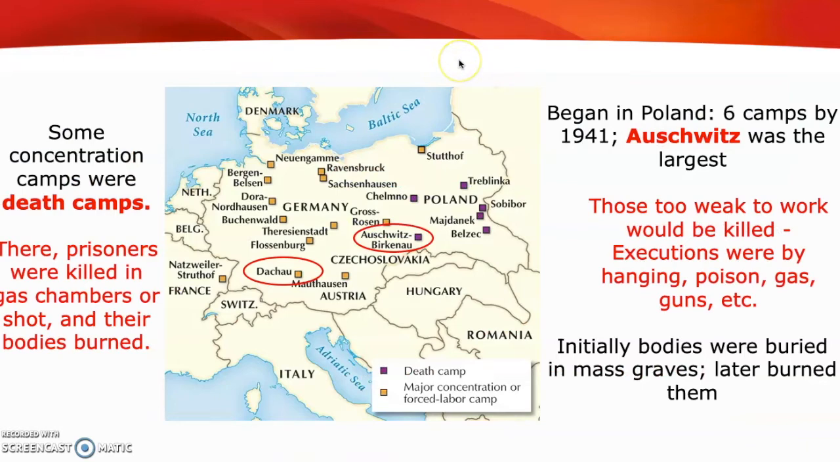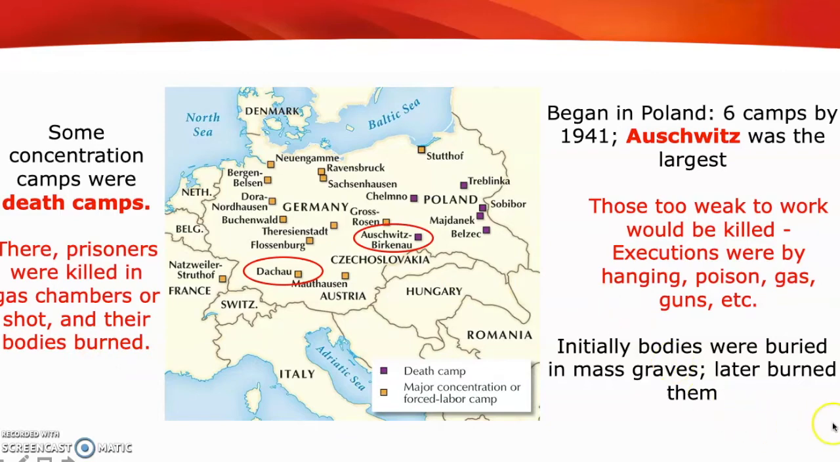All right. Some people were taken to death camps. The most popular ones are Dachau and Auschwitz. Their prisoners were killed in gas chambers or shot and their bodies burned. Most of these were in Poland. So you have 6 camps by 1941. Auschwitz is the largest. If you've heard of Anne Frank, this is where she ends up going and dies.